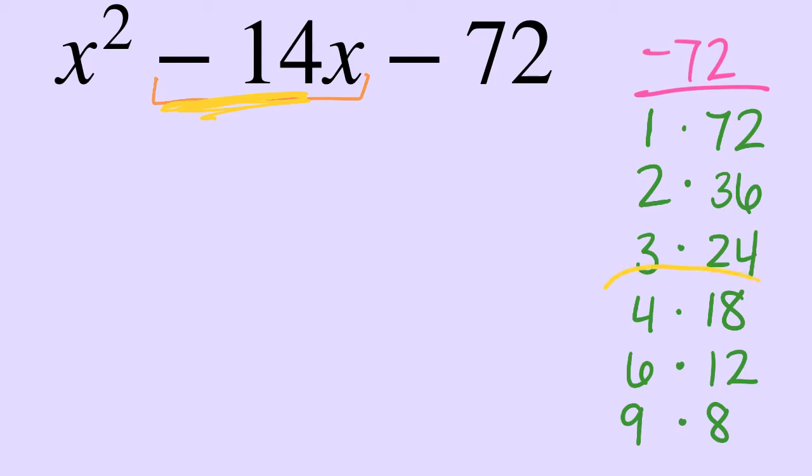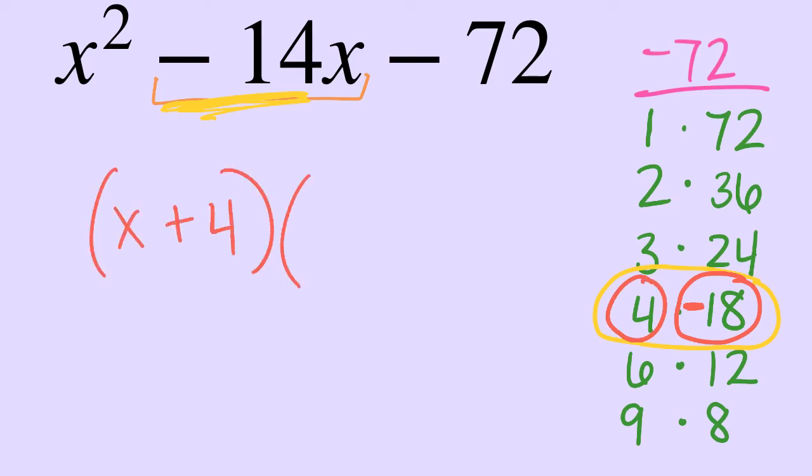So if you look at 4 and 18, well, that would get me to -14, right? The negative would have to be on the 18. That's how I could get to a -14. So I want -18 and I want +4. So let's go ahead and write these out. X plus 4 and x minus 18.